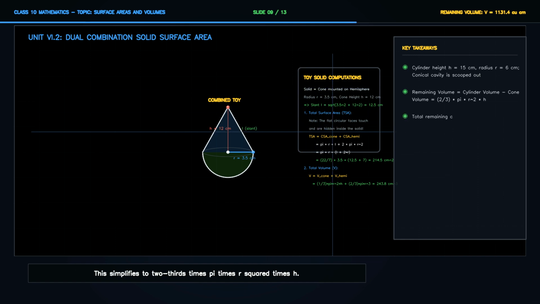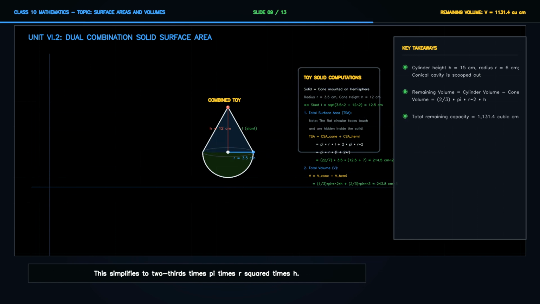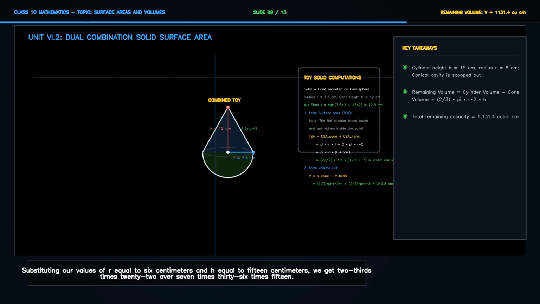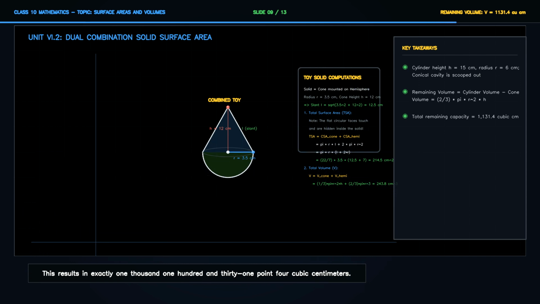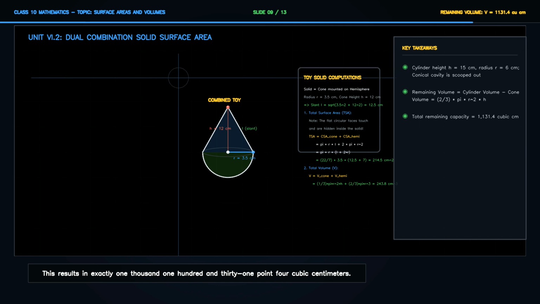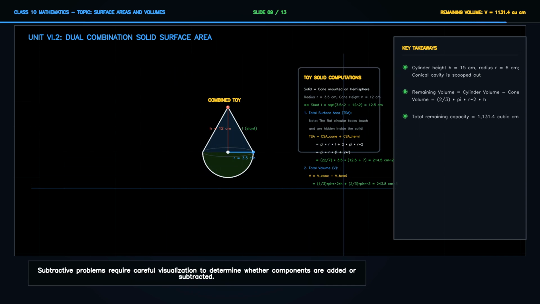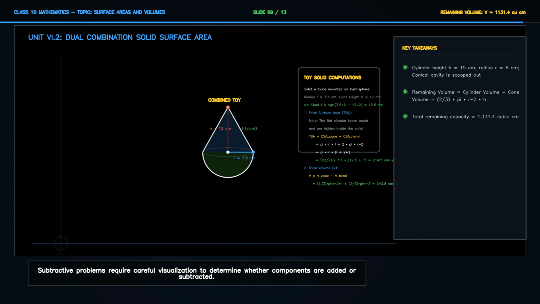Substituting our values of r equal to 6 centimeters and h equal to 15 centimeters, we get 2/3 times 22 over 7 times 36 times 15. This results in exactly 1,131.4 cubic centimeters. Subtractive problems require careful visualization to determine whether components are added or subtracted.